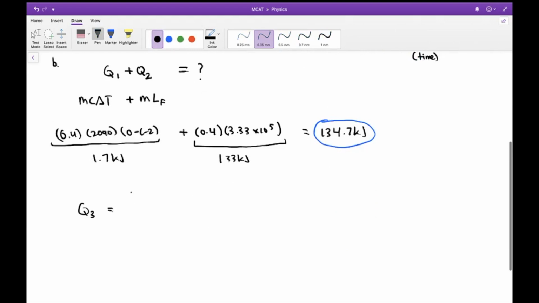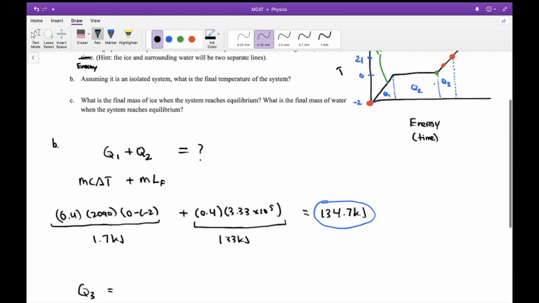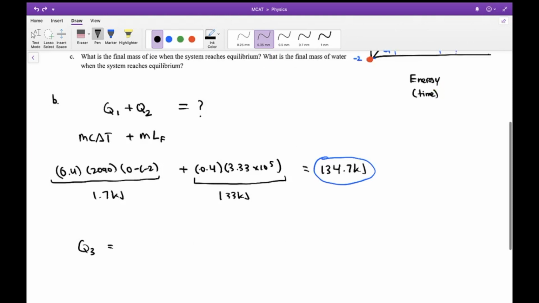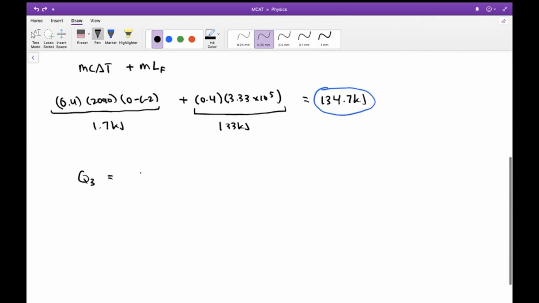So Q3 equals what? Q3 is just going to be the mc delta T equation for this slope right here, to bring it down all the way from here until here. So let's figure out what that is. That's going to be 1 kilogram times the specific heat capacity of water, which is 4190, times 0 minus 21, which is going to be negative. And this is going to be a value of negative 87 kilojoules.